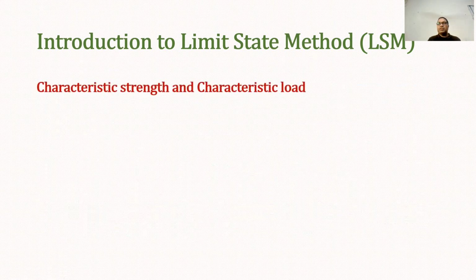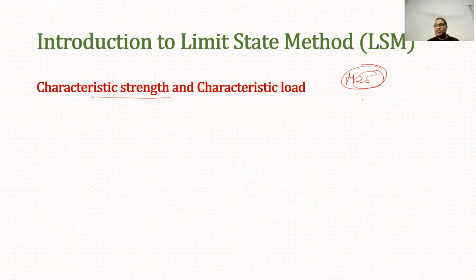Now we will talk about the characteristic strength and characteristic load. Generally, when we talk about characteristic strength, we are actually talking about the material strength. In the case of reinforced concrete, we use concrete and steel. For example, if I am using M25 grade of concrete, it means the concrete that I am manufacturing should have a minimum strength of 25 Newton per mm square.